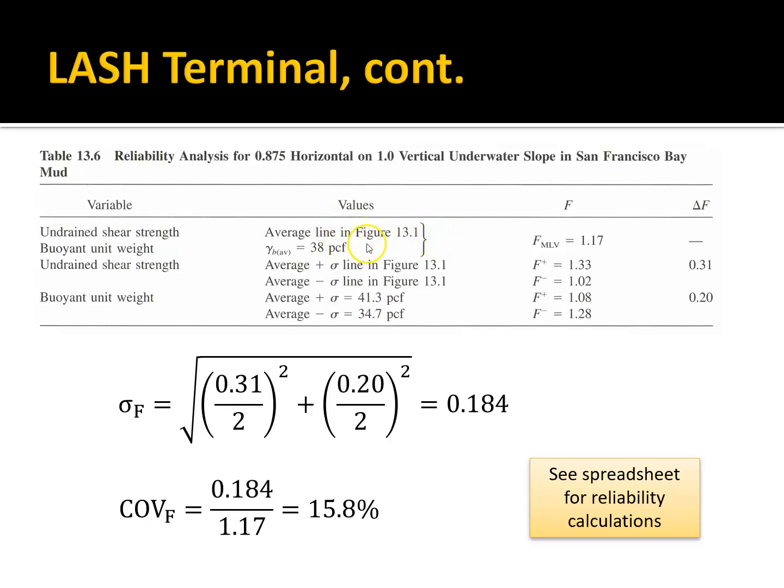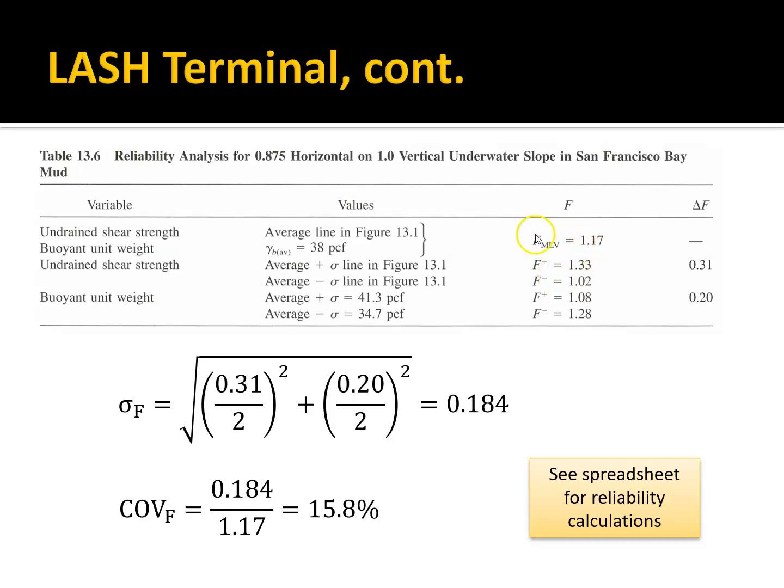Using the average or most likely values, they calculated a factor of safety of 1.17. And then if you hold everything constant but the undrained strength and increase it by 1 standard deviation, you get a factor of safety of 1.3. Decrease it by 1 standard deviation, you get a factor of safety of 1.02. Take the buoyant unit weight, hold everything else at the most likely value or the mean value, increase it by 1 standard deviation, and you get 1.08. Decrease it by 1 standard deviation, and you get 1.28.